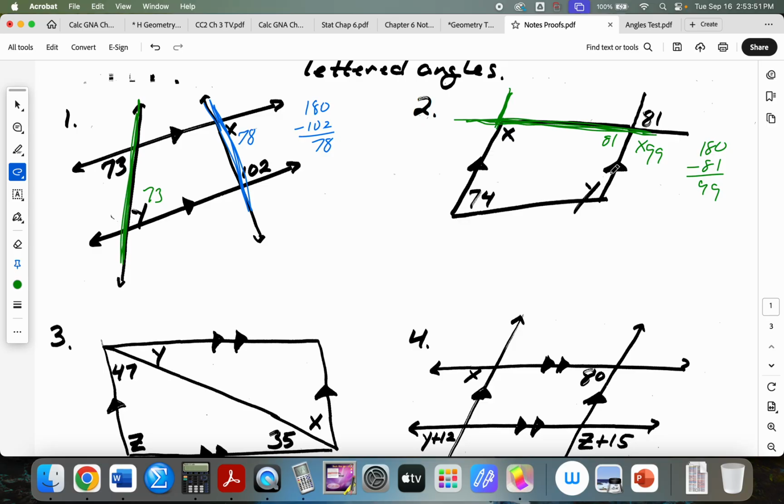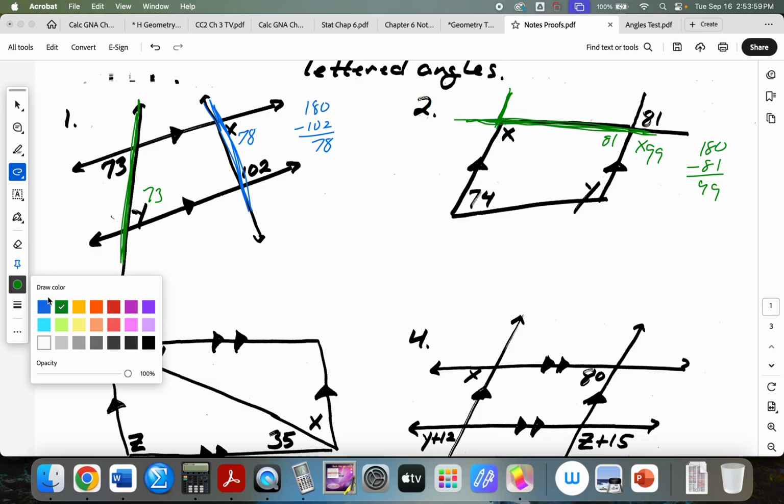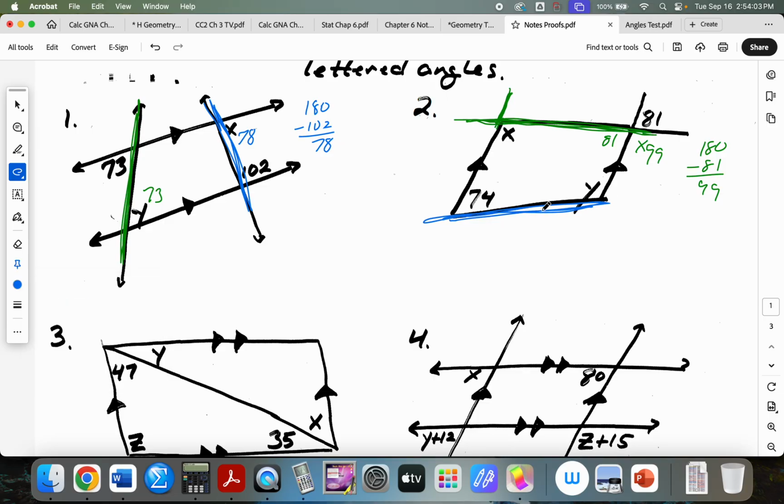So here, is y related to the 81 or is y related to the 74? 74. What type of angles are those? Same side interior. So how are they related? They're supplementary, not the same thing. So I'm going to take 180 minus 74, which is 106.